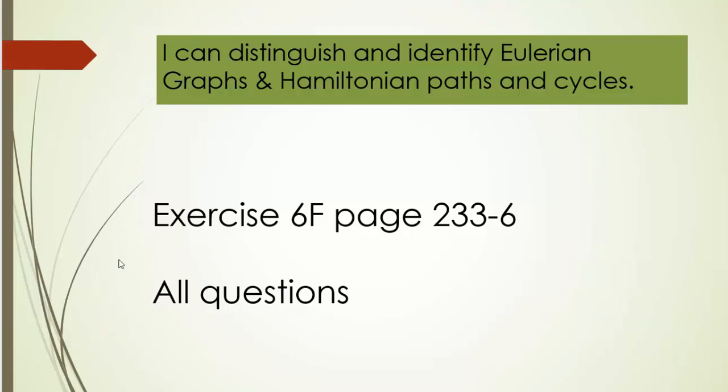Now, there's quite a long exercise, 6F, pages 233 to 236. I seriously encourage you to work your way methodically through all those questions, at least some of each of questions 1 to 9 or whatever it is, so that by the time you've finished, the concepts in this exercise will be embedded. So that's your success criteria: I can distinguish and identify Eulerian graphs and Hamiltonian paths and cycles.